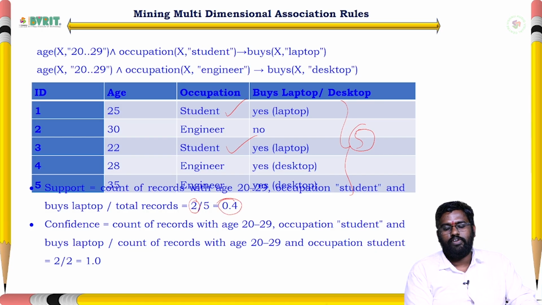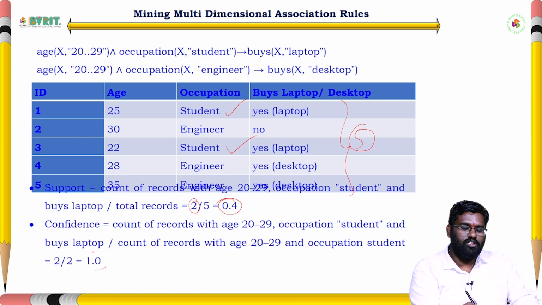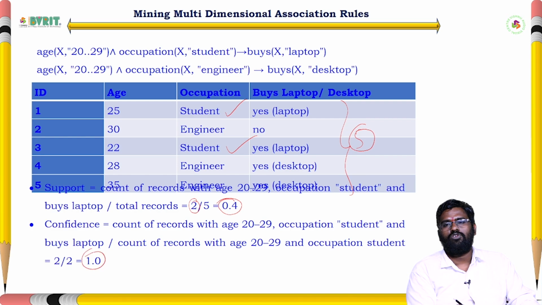Now see here the confidence at the age of 20 to 29 and the occupation is a student. So they are having the chances 2 divided by total number of laptops. They are having 2 laptops. So that's why 2 by 2, that value is 1.0. Based on this 1.0, which means 100% reliability, given age of 20 to 29 and a student, they will purchase the laptops. That is the main thing that happened here. That is about multiple association rule.